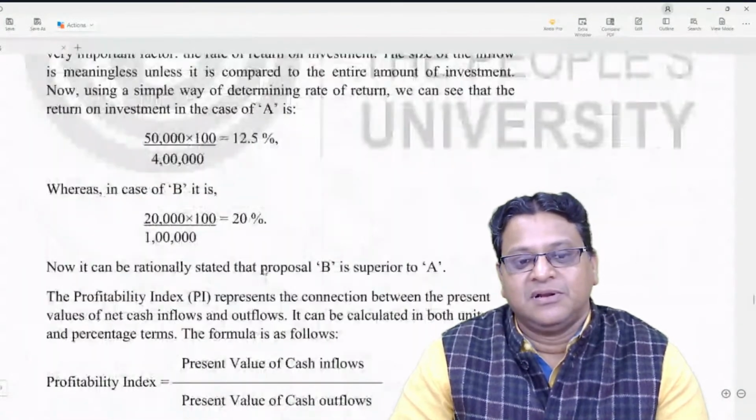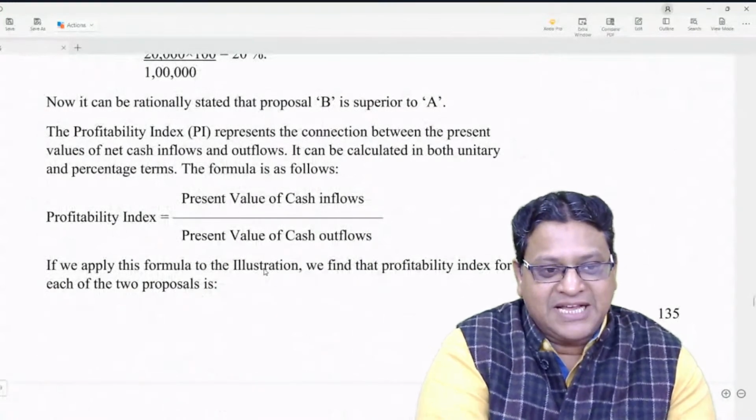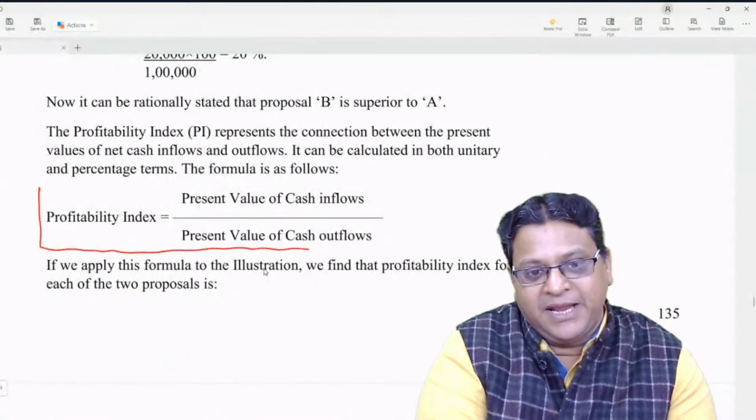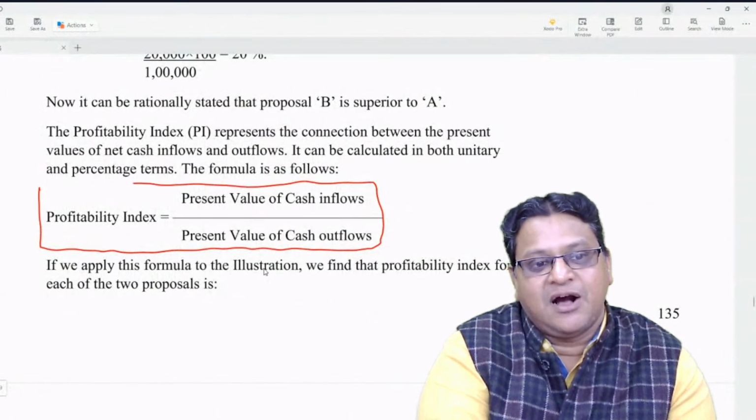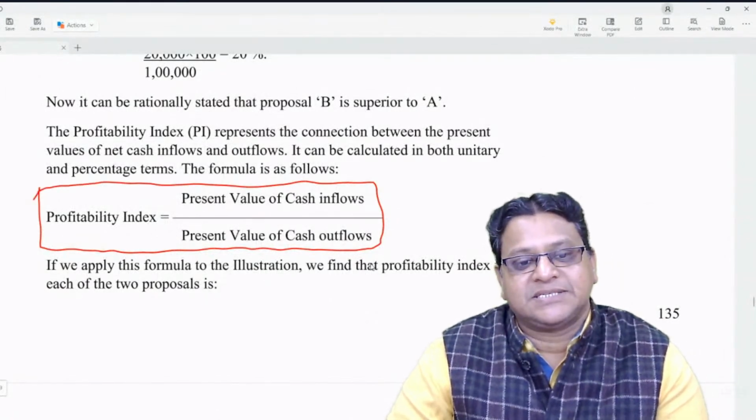Profitability index simply means present value of cash inflows divided by present value of cash outflows. This is the formula of profitability index.